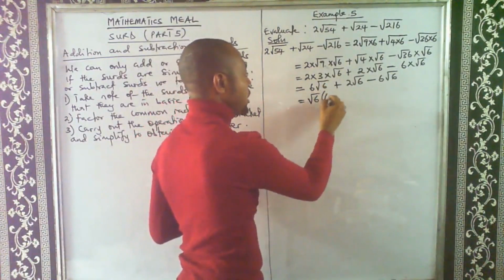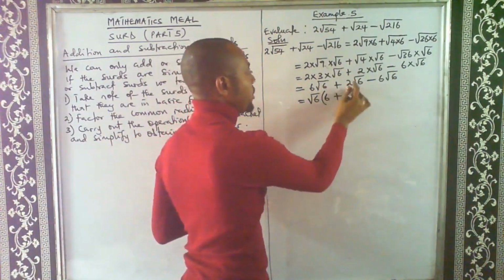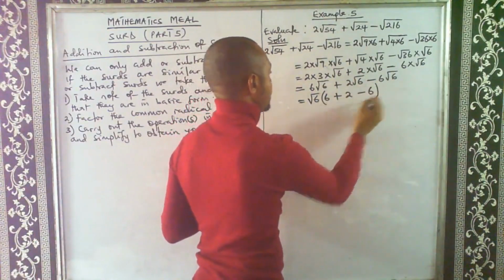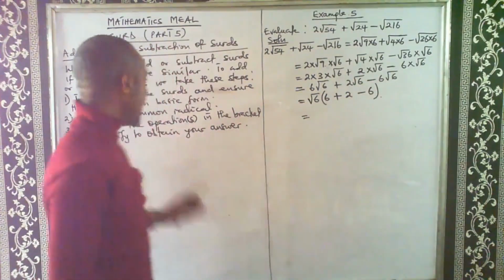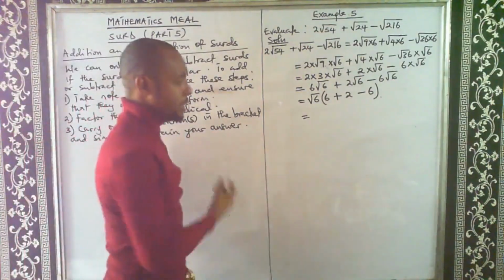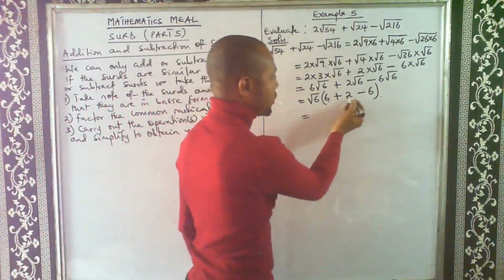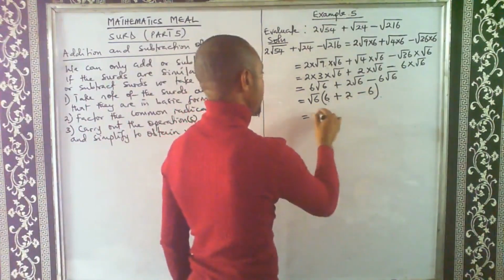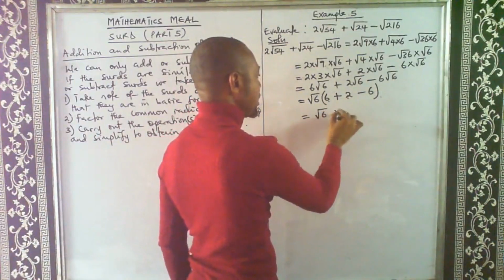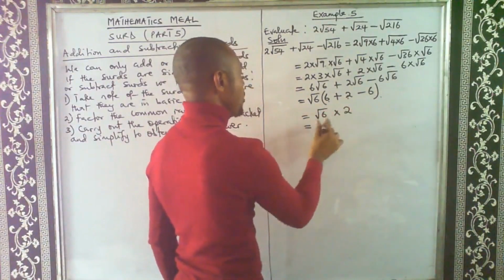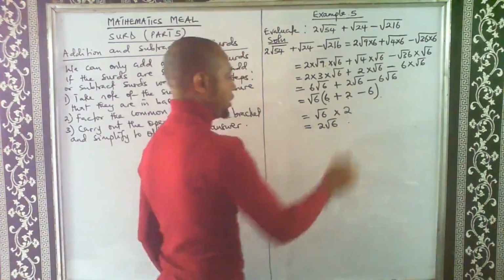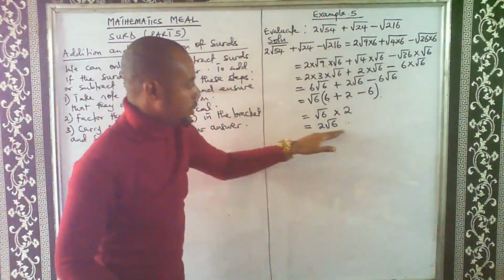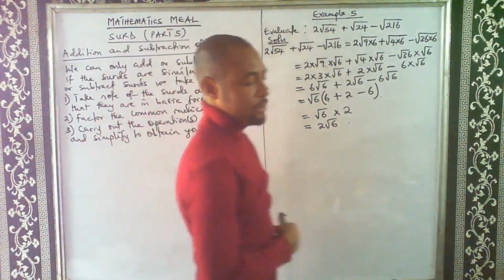We'll have what? 6 here when this divide, plus factor, we have 2. Factor this, we have minus what? 6. Okay. Carry out the operations in the bracket. 6 plus 2 will give us what? 8. And 8 minus 6 will give us what? 2. So I have square root of 6 times 2. And when 2 multiply this, we have 2 with 6. Beautiful. So the whole of this now is just 2 with 6.